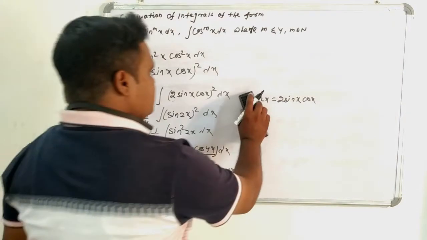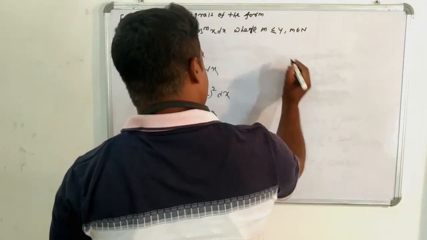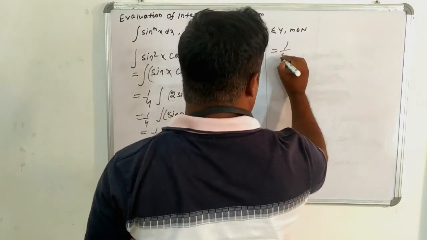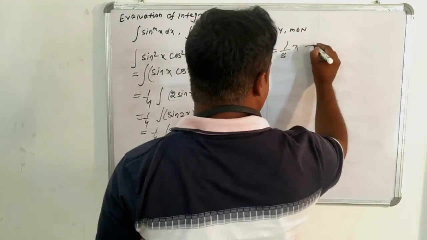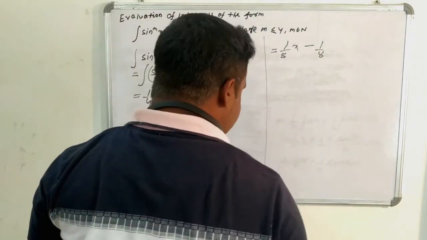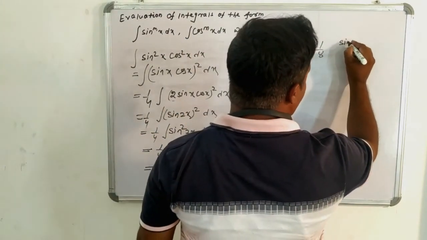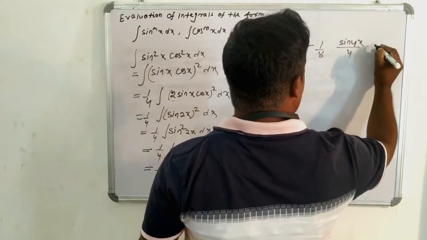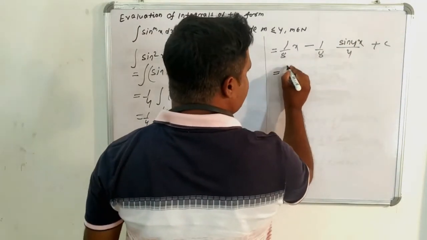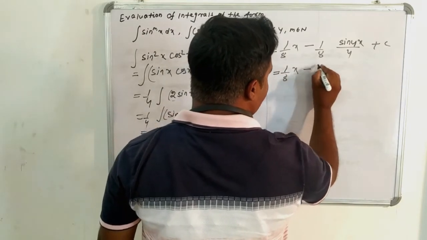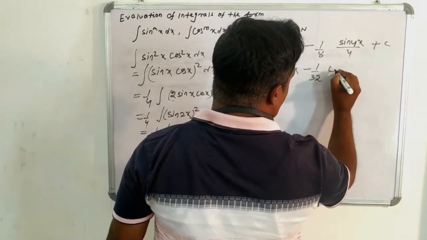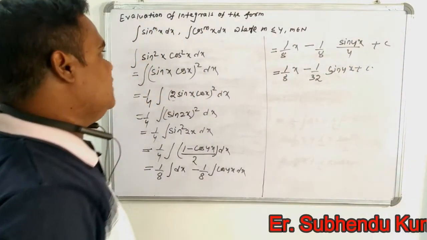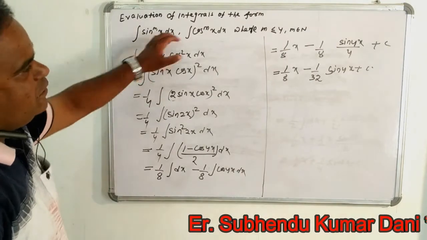Okay. So now this value equals 1 by 8 of x minus 1 by 8 times the integration of cos 4x, whose value is sin 4x divided by 4, plus c. This value equals 1 by 8 of x minus 1 by 32 sin 4x plus c, is the answer. I have discussed this type of questions.